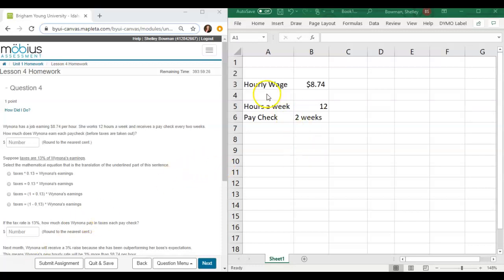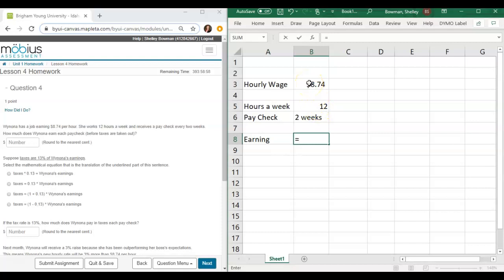So the first thing I did is I just pulled out the relevant information over here, and we can just use that to calculate how much she will earn. So this is what she earns. We'll put earnings. There we go. So to do that, she earns $8.74 every hour, and she works 12 hours a week.